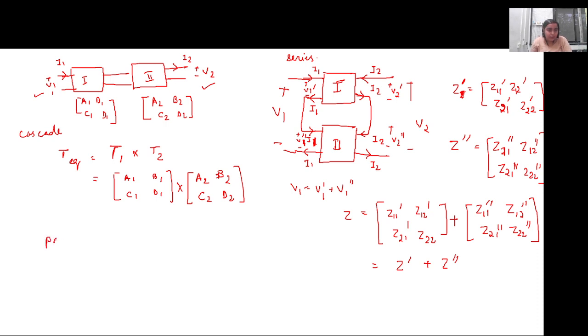Similarly, in case of parallel, we will express this in terms of admittance. In the series network, the voltage gets added up and the current remains the same, so it was easier to express in terms of Z, because we had to satisfy the relation V1 equals V1 dash plus V1 double prime. In case of a parallel network, suppose this is the first network. In any parallel circuit, the voltage should remain the same, right? So then the second circuit will be, let's say, circuit 2.